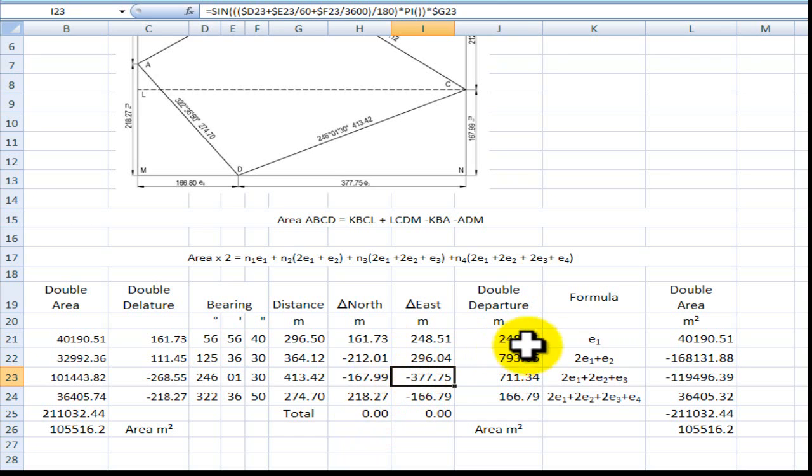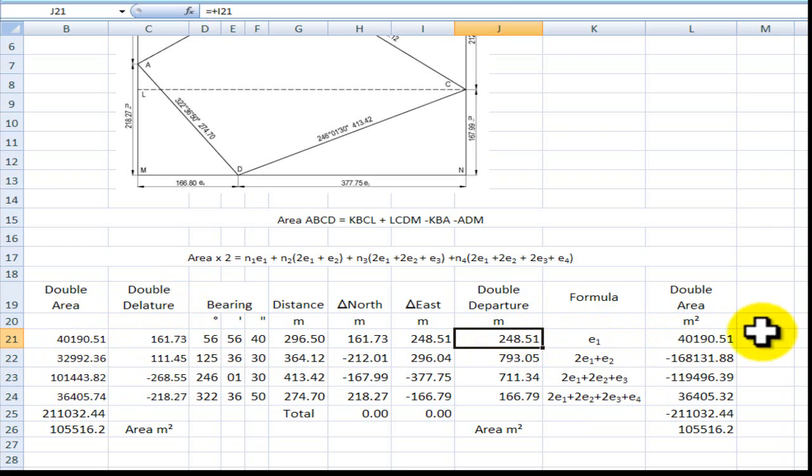And although some people only show this on one side of the equation and work out one side, I was always taught to work out both sides of the equation as in a check. So in this case, I'm just going to work out the easting. What we do is we work out the double departure. To do that, we take the easting, and the first one just goes straight in there.